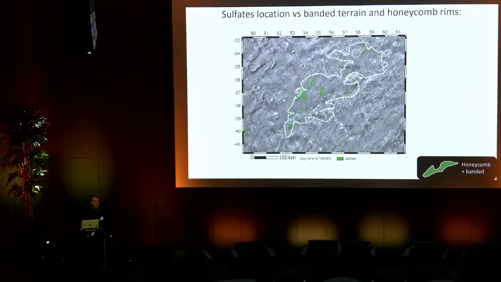It's not quantified yet because we need to take into account scarcity and signal to noise, but basically, we can see that it correlates well, and when we have good data, we see that there's a very sharp contrast between the geology and the mineralogy. So we have a very, very good correlation at 20 meters per pixel resolution between mineralogy and the banded and/or the honeycomb terrains.